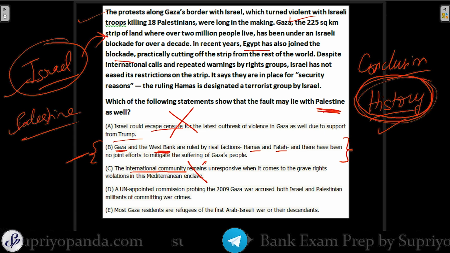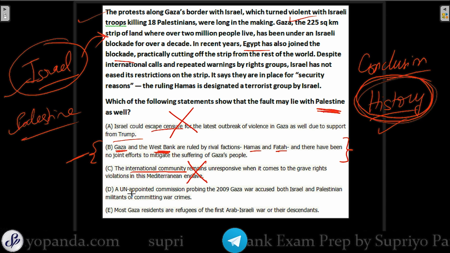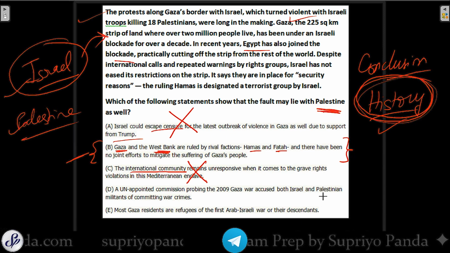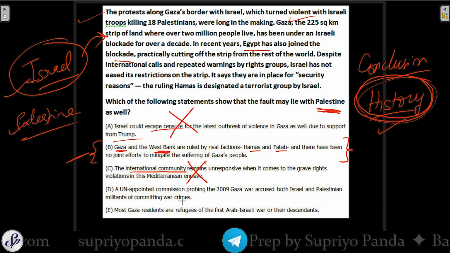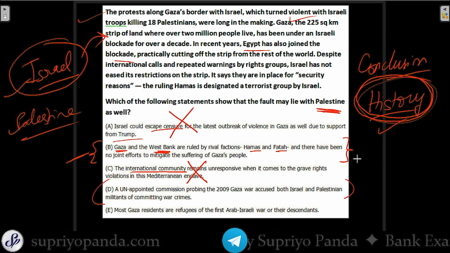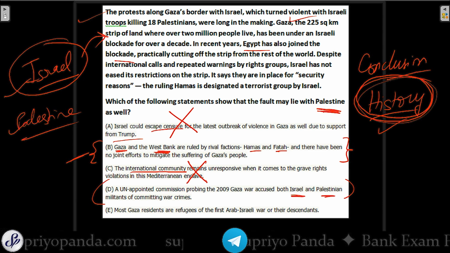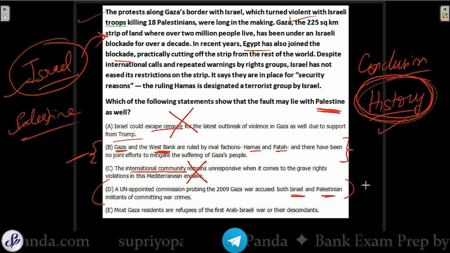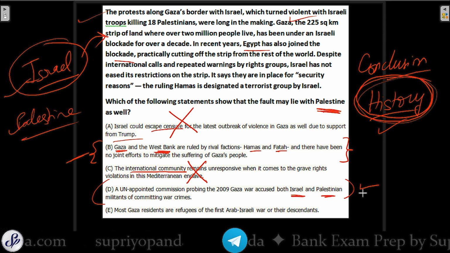So we can actually cross out this one as well. A UN appointed commission probing the 2009 Gaza war accused both Israel and Palestinian militants of committing war crimes. Now this is a very, very interesting option. See, this says that both Israel and Palestine may be blamed. So it can be either Israel or it can also be Palestine.